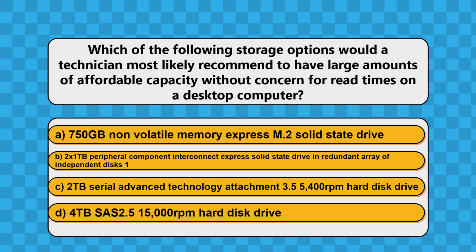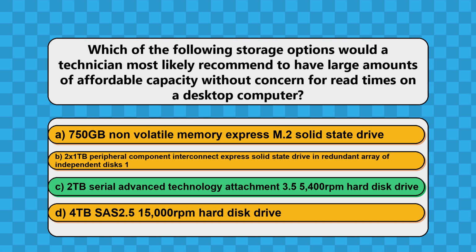Question 4. Which of the following storage options would a technician most likely recommend to have large amounts of affordable capacity without concern for read times on a desktop computer? Option A. 750 GB non-volatile memory express M.2 solid-state drive. Option B. 2x1 TB peripheral component interconnect express solid-state drive and redundant array of independent disks 1. Option C. 2 TB serial advanced technology attachment 3.5, 5,400 RPM hard disk drive. Option D. 4 TB SAS 2.5, 15,000 RPM hard disk drive.